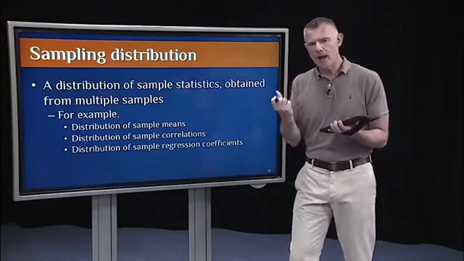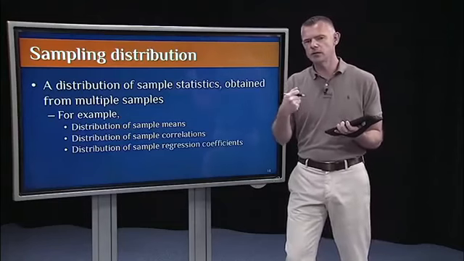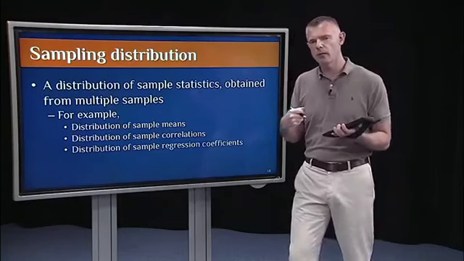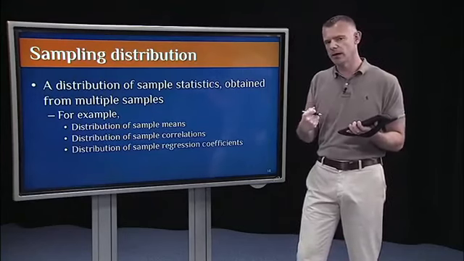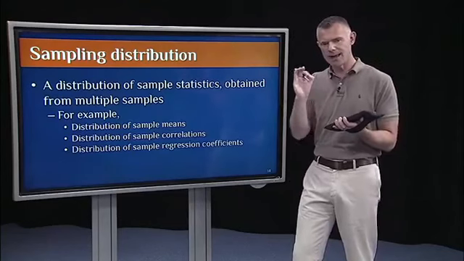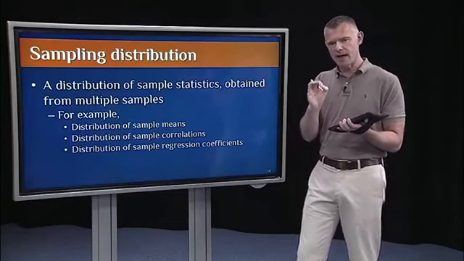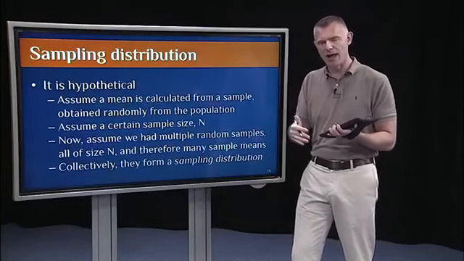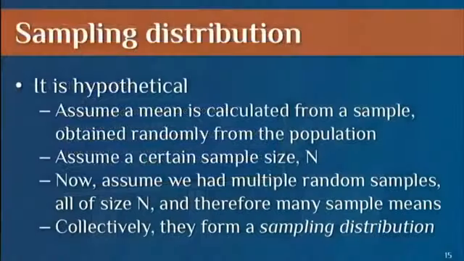The trick about this concept, and why students stumble here, is because we don't actually do this, right? When I do an experiment or a study, I just get one sample and I go from there. So this sampling distribution is a hypothetical. I don't actually have a sampling distribution, I estimate it.